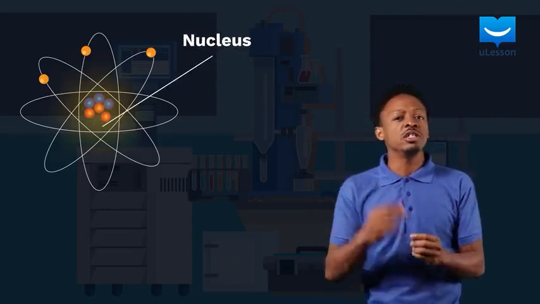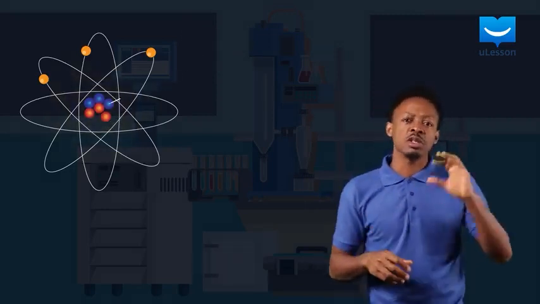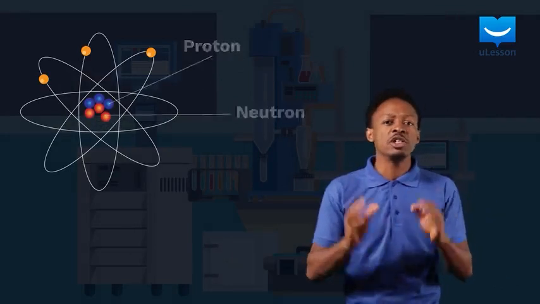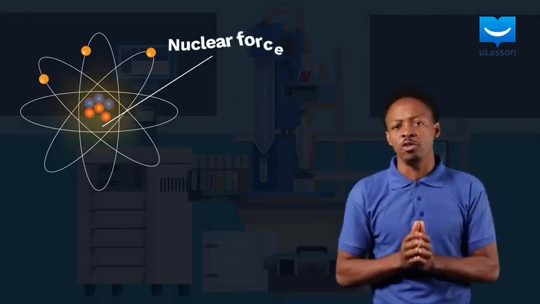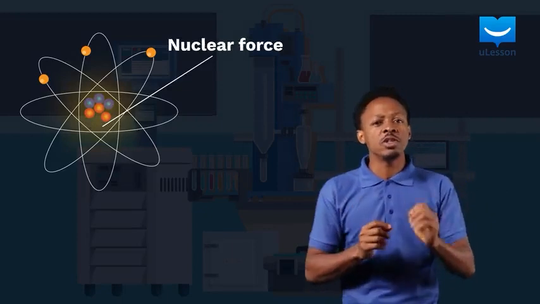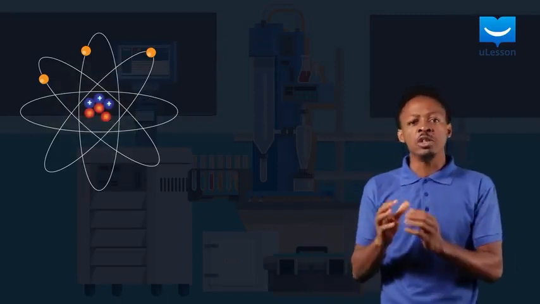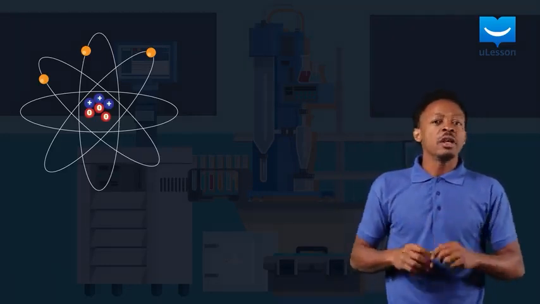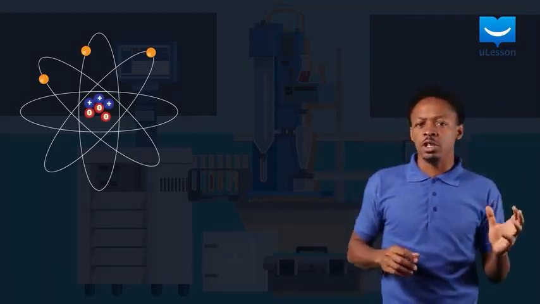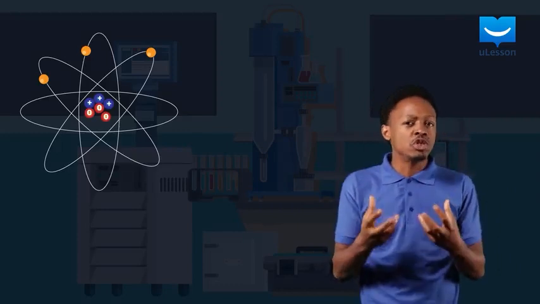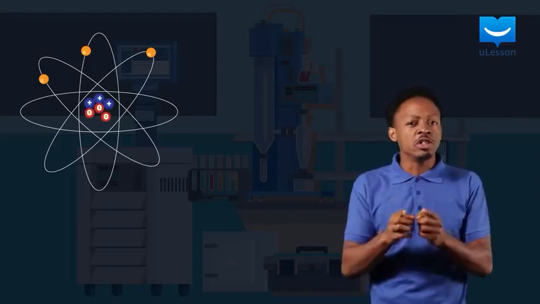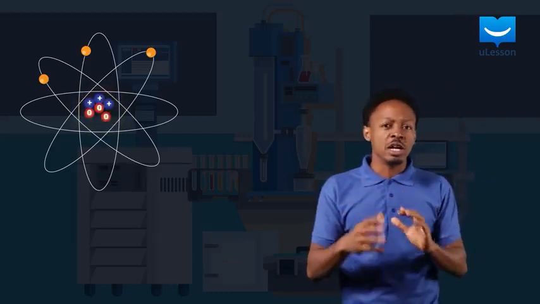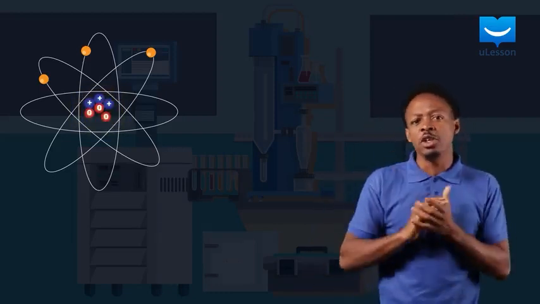The nucleus contains two types of particles called the proton and the neutron. These are held together by a strong force called the nuclear force. The proton was discovered to have a positive charge, while the neutron has a neutral charge and is slightly heavier than the proton. Now, since the proton is positively charged and the neutron has a neutral charge, this makes the nucleus positively charged. And most of the mass of the atom is concentrated in this nucleus.